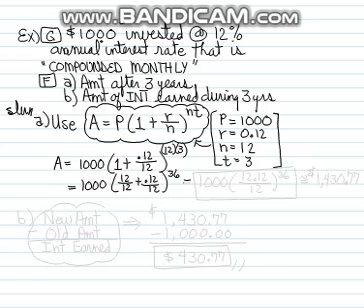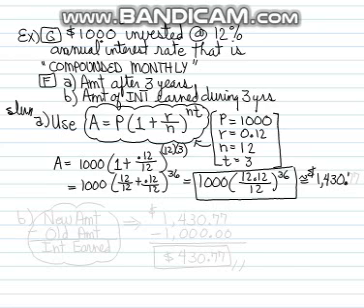Okay, so that's going to be 1,000 times (12 over 12 plus 0.12 over 12), which gives you 12.12 over 12, raised to the 36. Now, if I'm taking a test, I'm not going to take it any further. I'll stop there. But if I have a calculator, I can run it through the calculator and get an answer. And that would be $1,430.77. Okay, that's the end of part A.